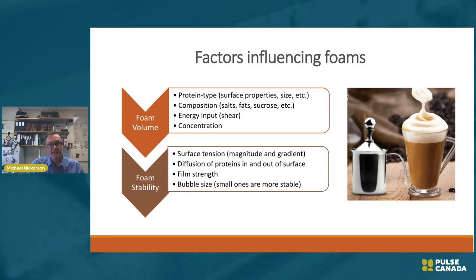When we talk about making products, a lot of them have different compositions or formulations: salt, fats, sucrose. All these can impact foam volume. Also, how much shear and what the protein concentrations are in that foam. Now, stability is related to the surface tension, so how well that protein aligns at that gas bubble interface to prevent separation, and diffusion of protein in and out, because it's a dynamic system, as well as film strength and bubble size. The smaller the bubbles, the more stable the foam tends to be.